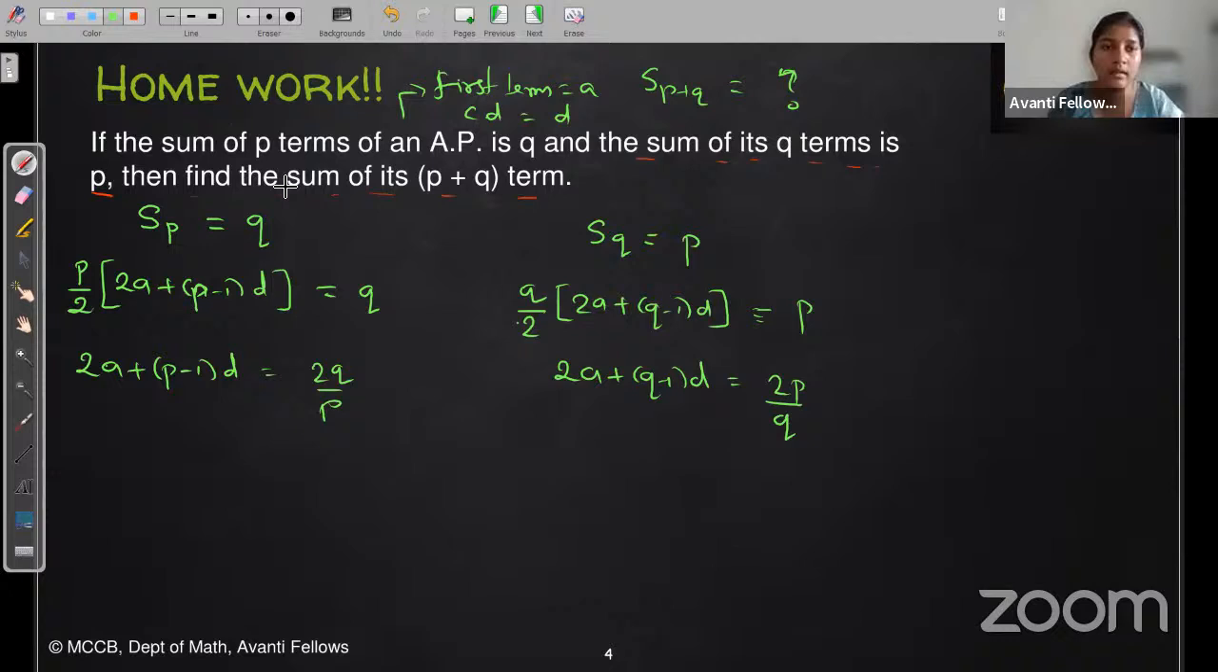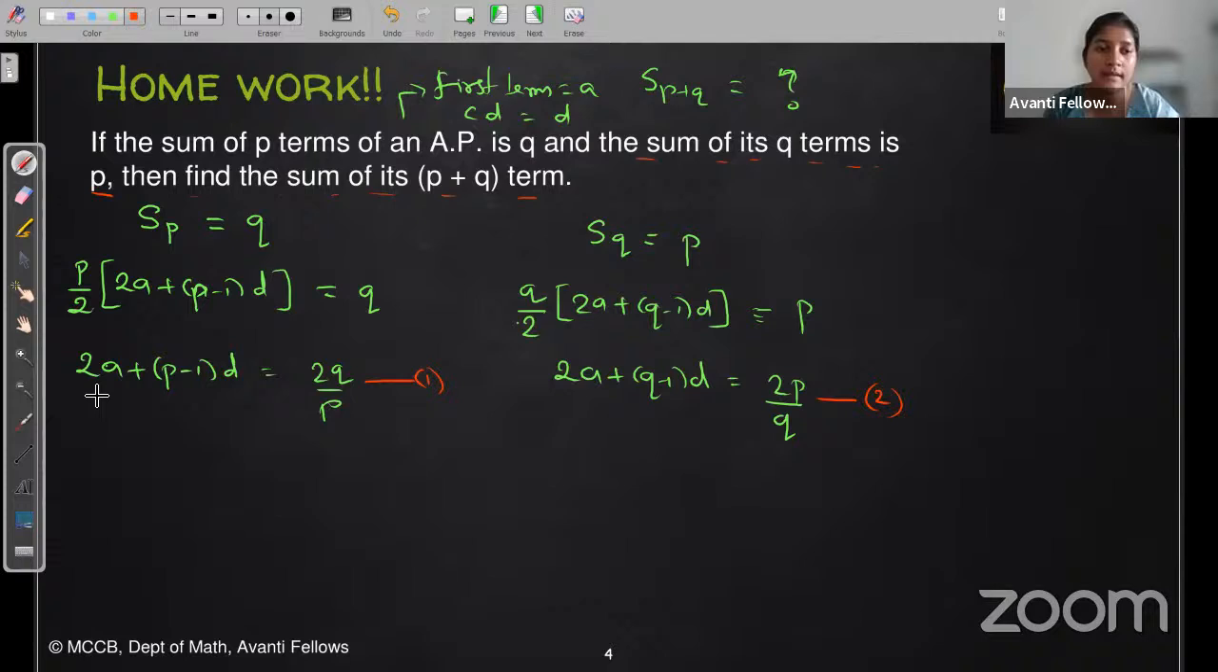Right? Well then, here I am considering this as equation 1 and this as equation 2. I need to find the sum of the first p plus q terms. For that, I need the value of d, the common difference, isn't it? And also a. So what can I do here? I'll try to find the value of d. Now, how can I find d from these two equations? Tell me, what operation if I apply, I will get the value of d in terms of p and q.